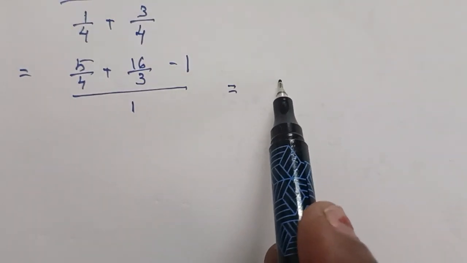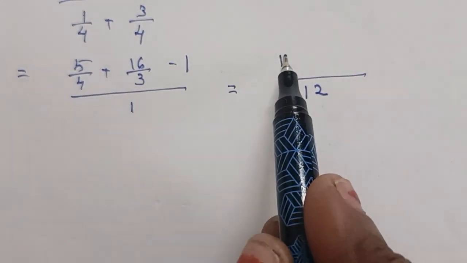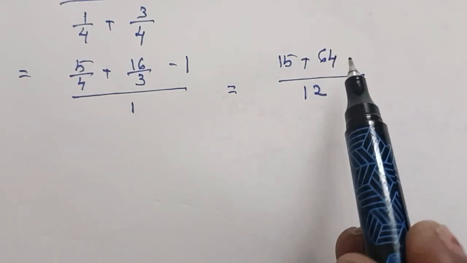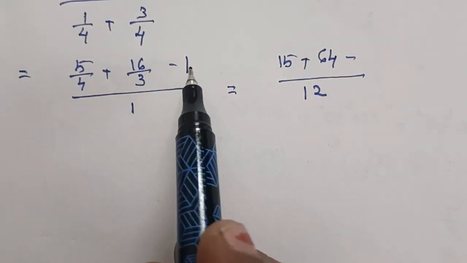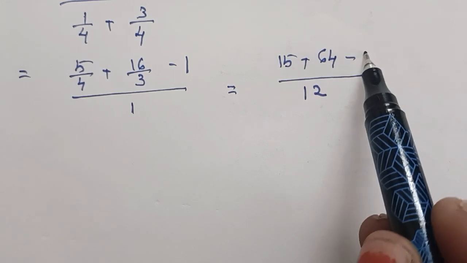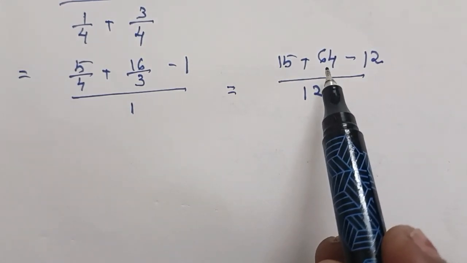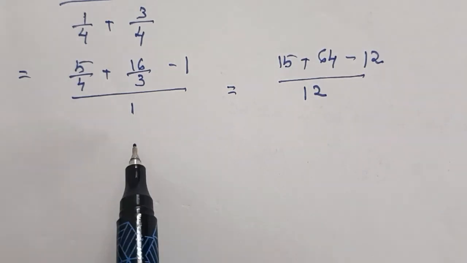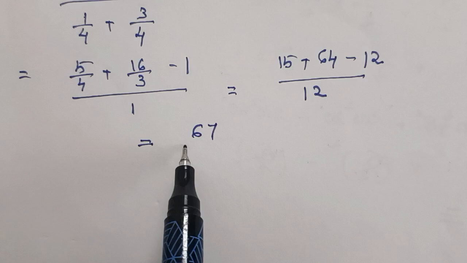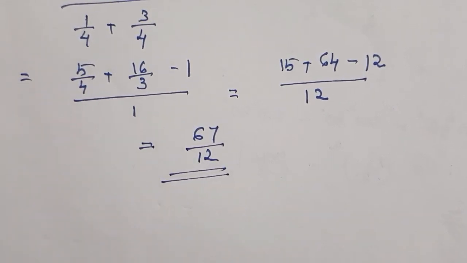Now here numerator LCM equal to 12. 3 into 5 is 15, plus 16 into 4 is 64, minus 4 into 3, 12 into 1, 12. 12 is the LCM, isn't it? 12 into 1 equal to 12. 15 plus 64 it is 79. 79 minus 12 equal to 67. 67 divided by 12. Answer: 67 divided by 12.